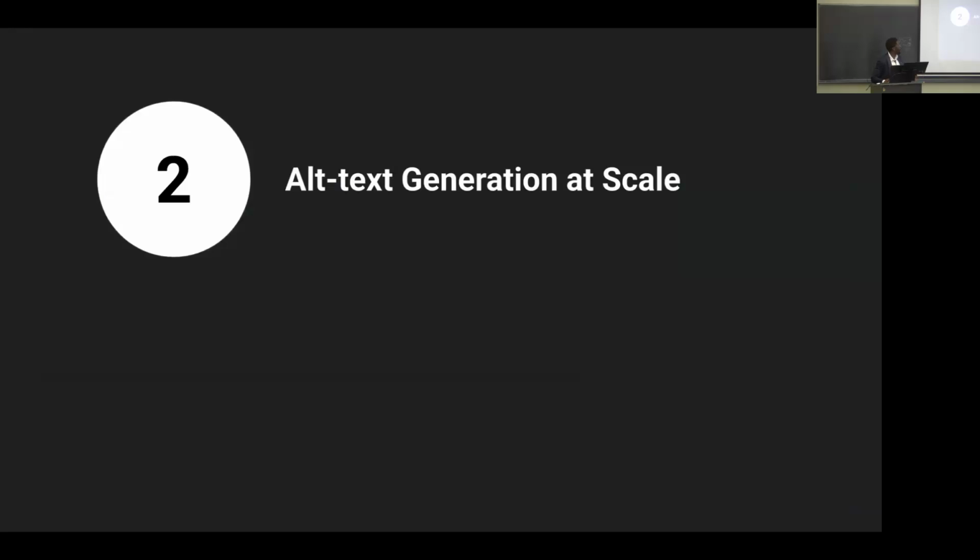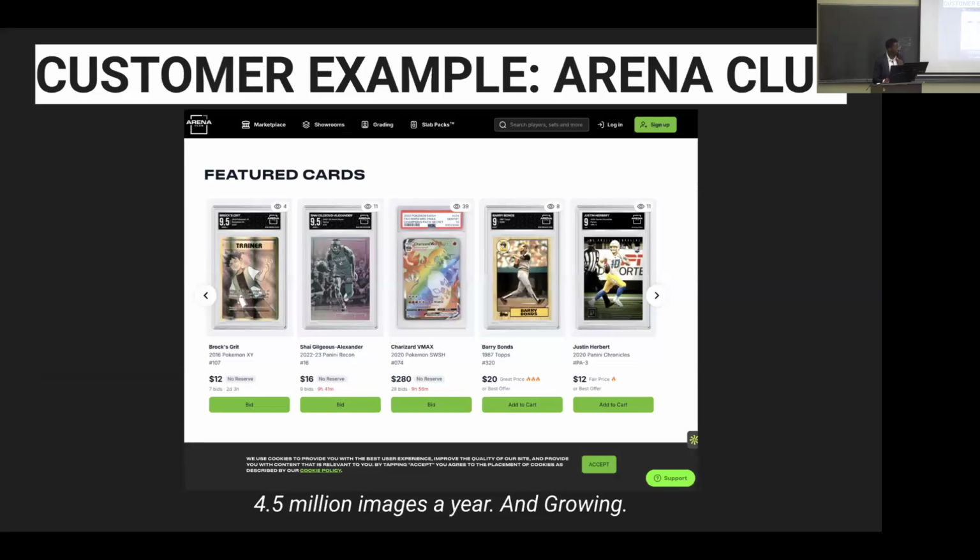Second example that we have is all around alt text generation at scale. So one of our customers is a company called Arena Club. They do trading cards, started by Derek Jeter, who I think is a baseball player. I don't really follow sports. I think he played baseball. Is he still playing? I don't know. Yeah, I don't know anything about him. I just know that he has a trading card startup, which is kind of interesting. They produce 4.5 million images a year, and they're a growing startup, so that grows.